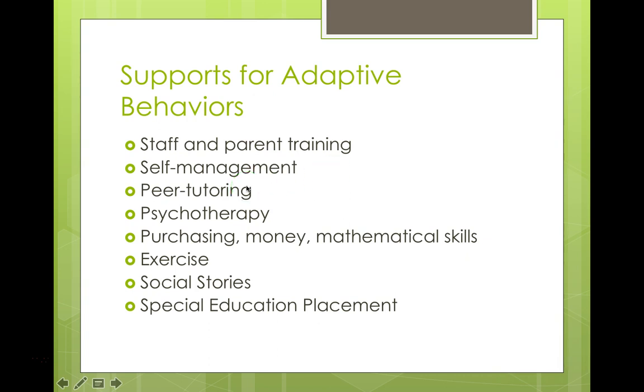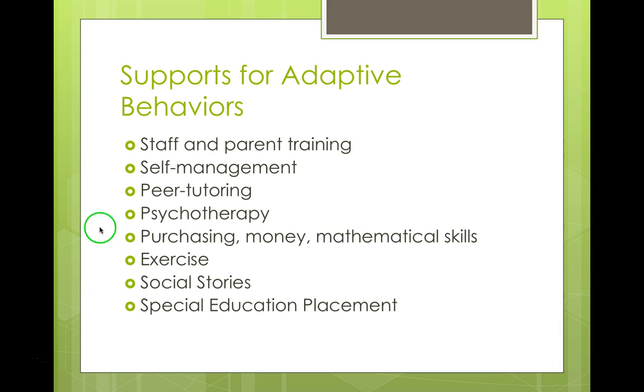Self-management can be really effective for children and adolescents with autism spectrum disorder specifically and intellectual disability. Peer tutoring, there's a lot of support for the tutee, so the person that's being tutored. So really using an individual's peers to help them learn. So instead of having a teacher do it, maybe having a student that has grade-level reading skills tutor a student that has difficulty reading.